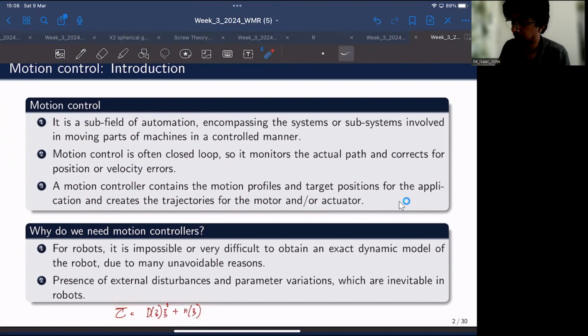And these are the reasons. The reason one being, for robots, it's impossible or very difficult to obtain an exact dynamic model. No matter however hard or accurately you try to model it, there will be some change of parameters because you cannot exactly estimate this inertia matrix or whatever is inside this Coriolis and centrifugal effects vector. For example, you may model a robot without any joint clearances, maybe you may not even consider the weight of the washers, and all those things.